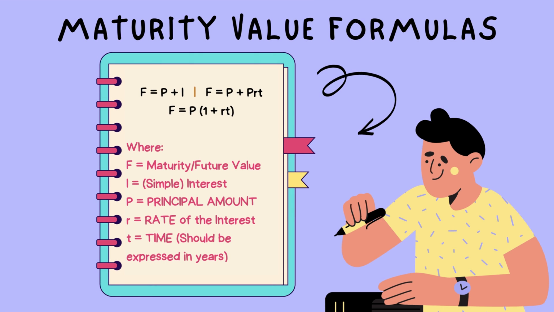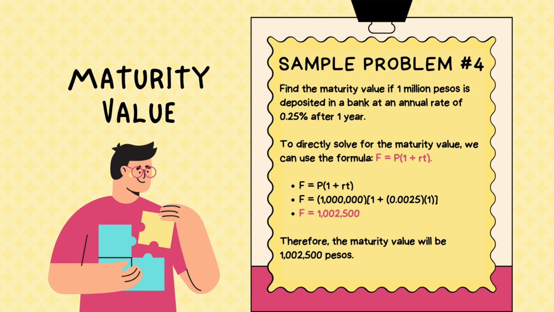In solving for the maturity value, we have the following formulas. The maturity value is equal to P plus I, or P plus PRT, or P(1 + RT), where F is the maturity value or the future value, I is the simple interest, P is the principal amount, R is the rate of the interest, and T is the time that should be expressed in years. Now, we are going to solve some examples.